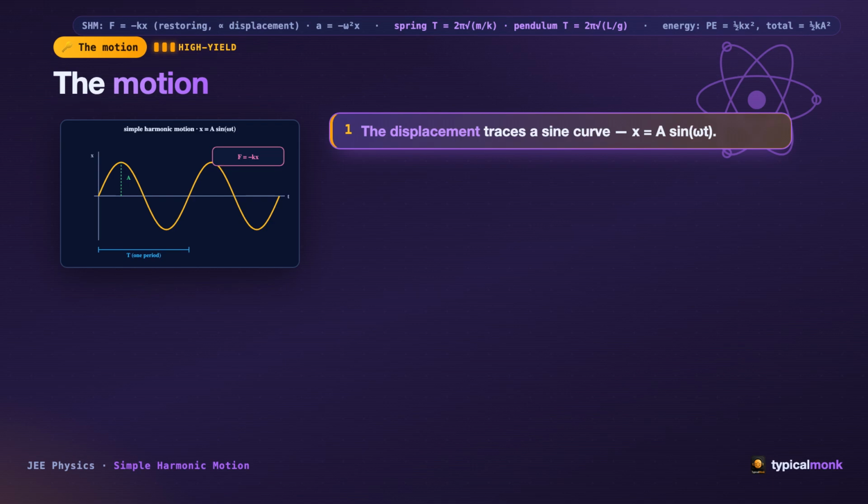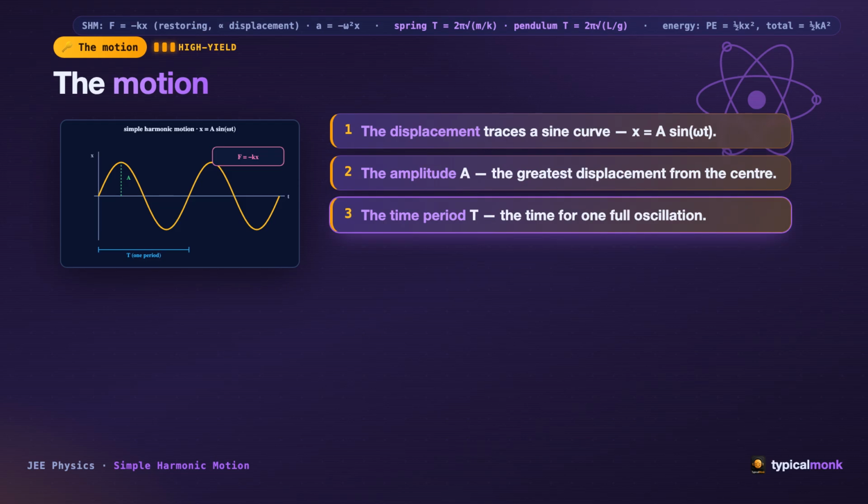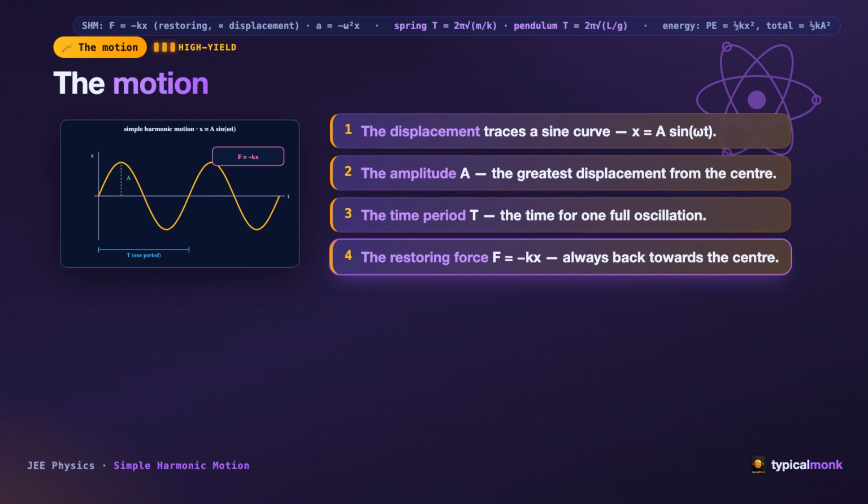Now look at the picture. Simple harmonic motion. The displacement traces a sine curve. x equals A sine omega t. The amplitude, A, the greatest displacement from the center. The time period, T, the time for one full oscillation. The restoring force, F equals minus kx, always back towards the center.